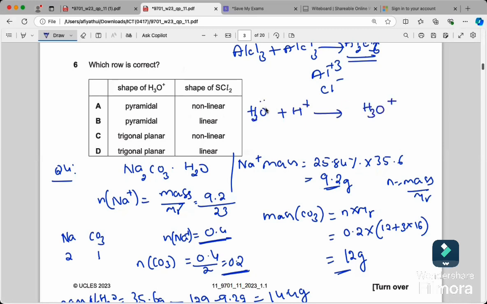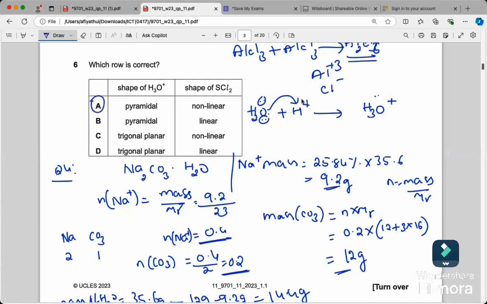So how actually is it formed? Actually, oxygen has 2 lone pairs of electrons. In that, 1 of them will go to the hydrogen. So it will make a H3O plus. Still, it has 1 lone pair left. So it is forming what? Pyramidal shape. Okay, pyramidal shape.